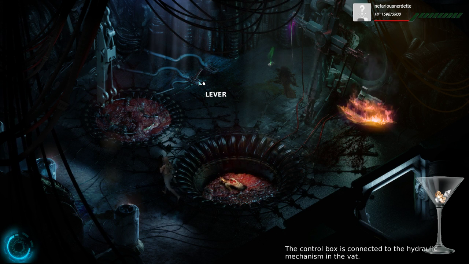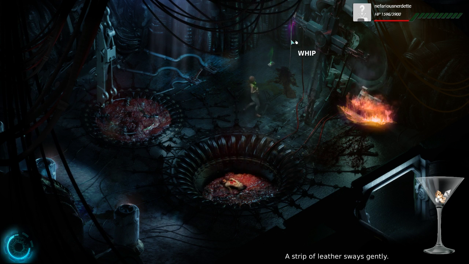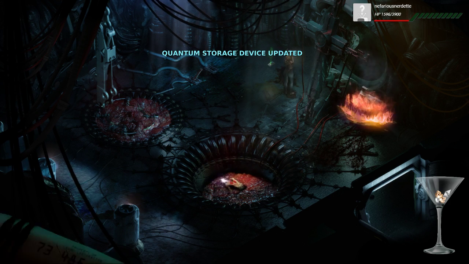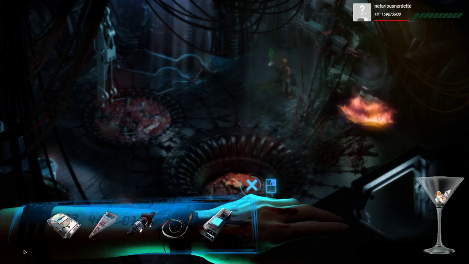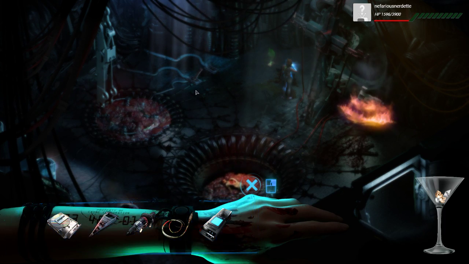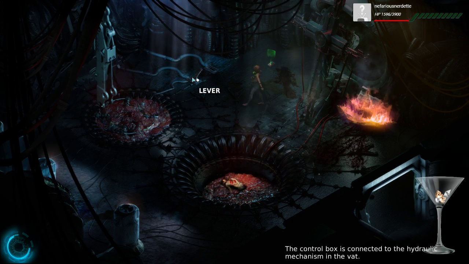Alright, let's pull the lever. Wait, no, don't pull the lever. Try to get this whip. Nice. Got me a whip. A bloodstained whip with tiny burrs. Okay. Basically, I've got a weapon now. Alright, now pull the lever.